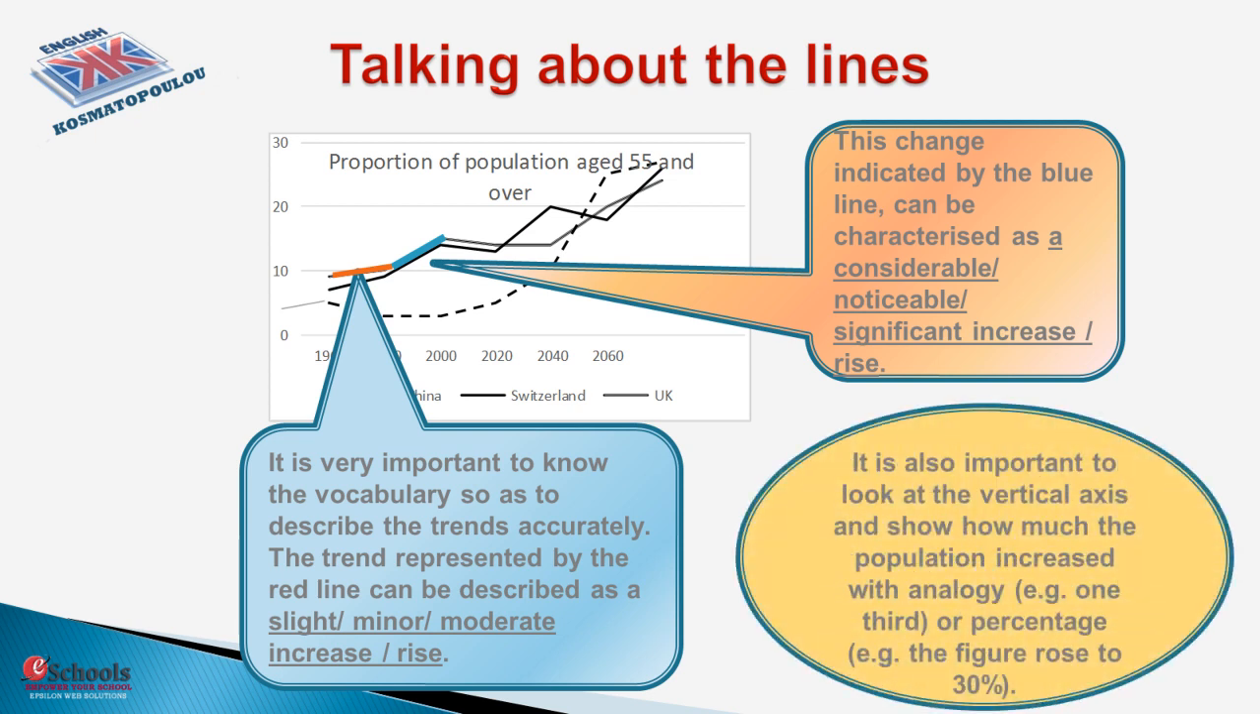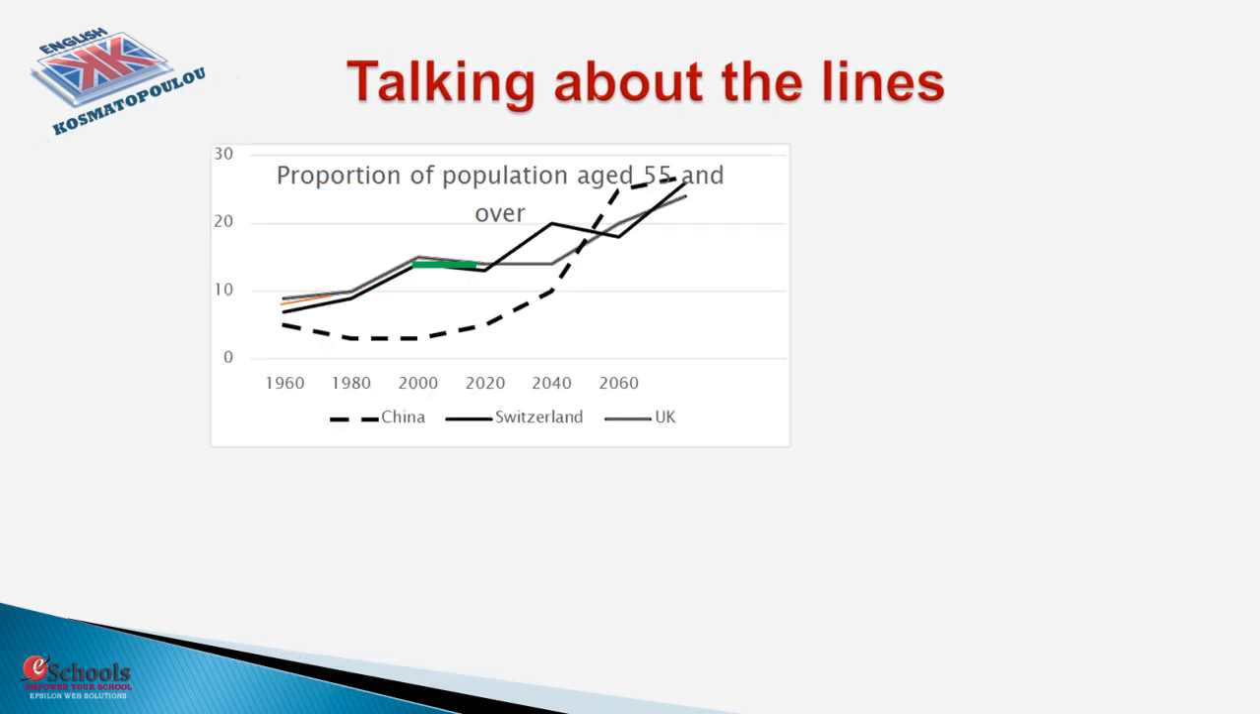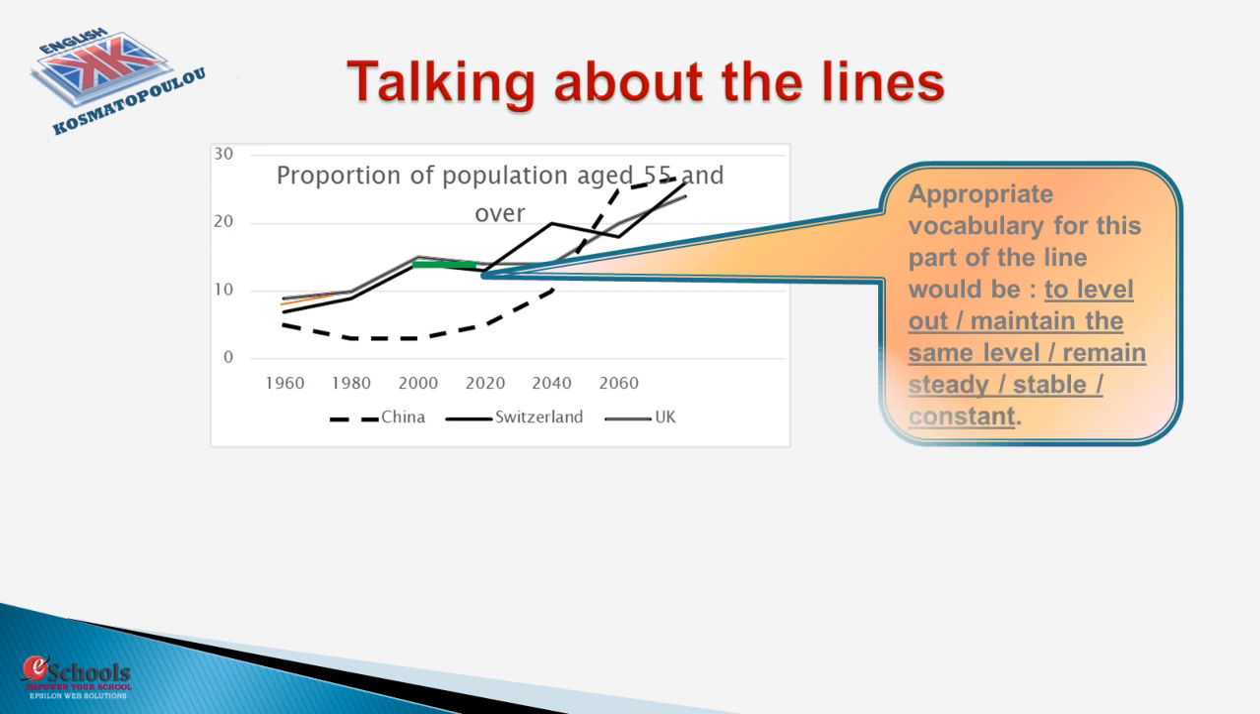It is also important to look at the vertical axis and show how much the population increased with analogy, for example 1/3, or percentage, for example the figure rose to 30%. Appropriate vocabulary for this part of the line would be to level out, to maintain the same level, to remain steady, stable, or constant.